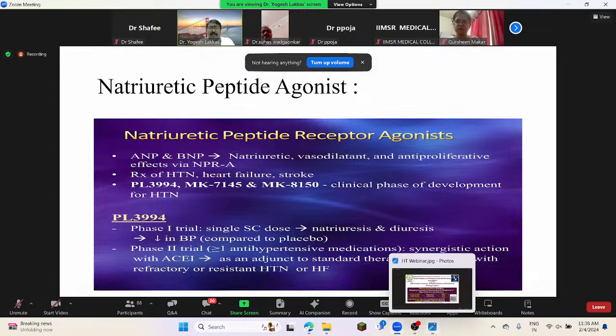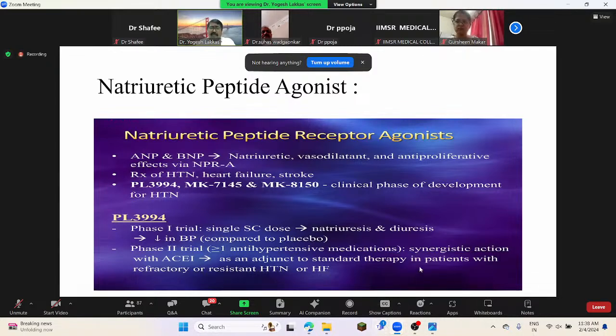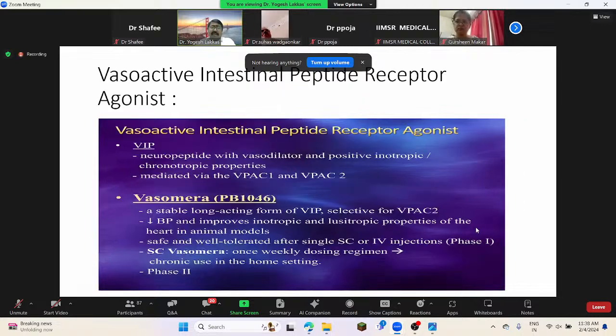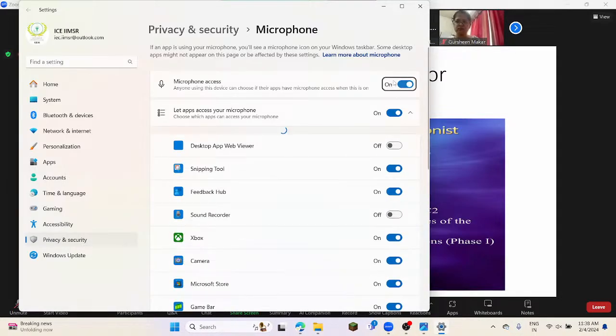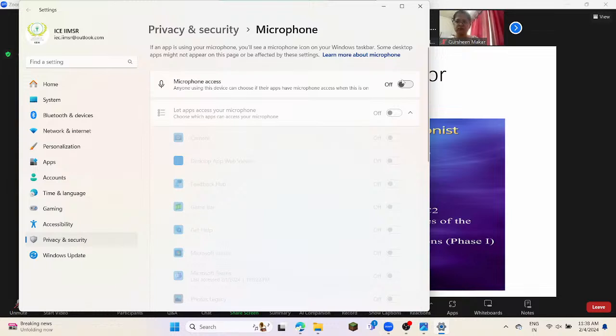The development of these molecules and research is going on a vast scale, and we have to be prepared that we'll be getting more and more molecules for use in clinical practice. Again, this is vasoactive intestinal peptide. As we discussed, mainly the kidney and brain modulate the hypertension response, the RAS system or alternate RAS system. But even at the intestinal level, there are some biological molecules.